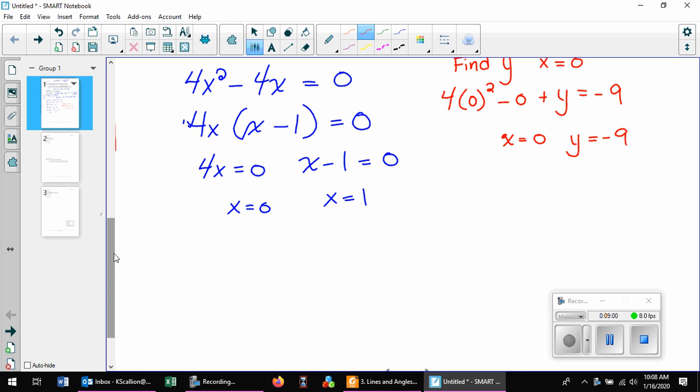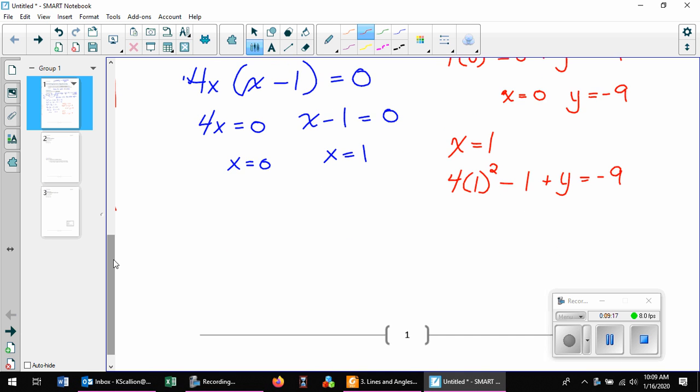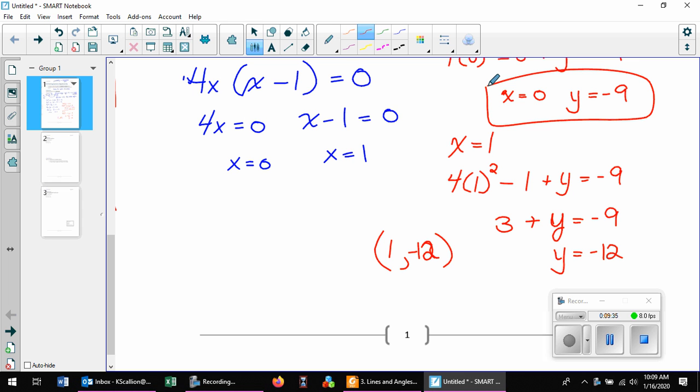So what's my other solution? So what was it? I'm going to sub it back into the quadratic. You get -12. Yeah. So you could write the solution as a coordinate pair, or you could write it as 2 variables.